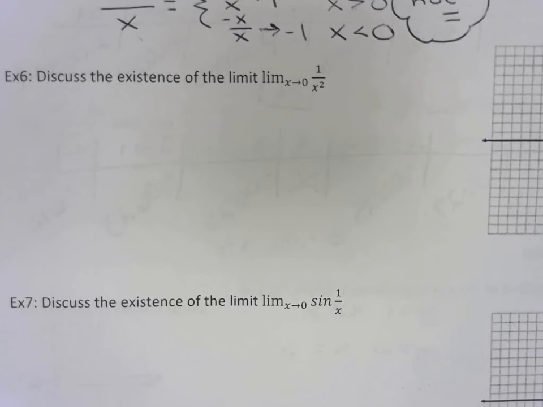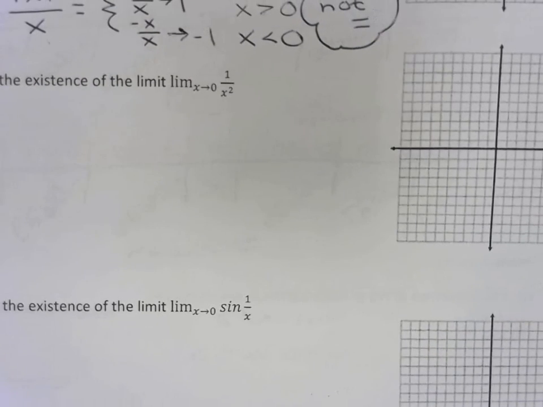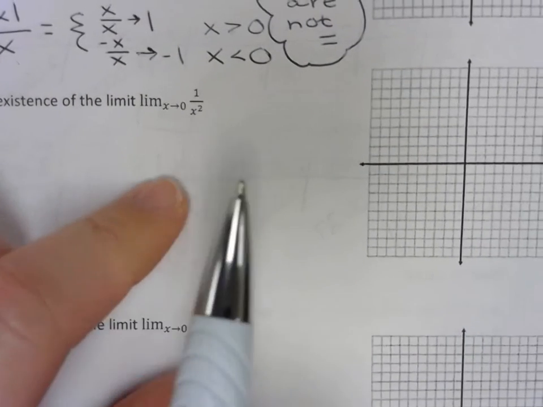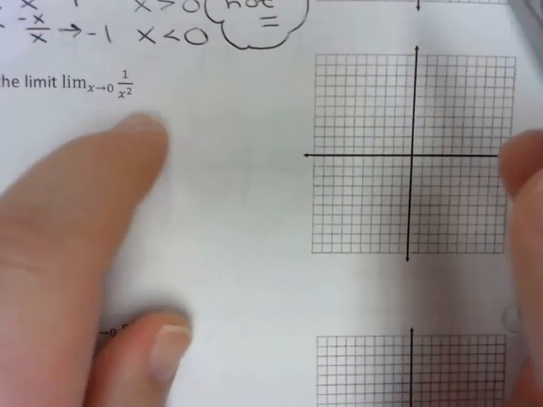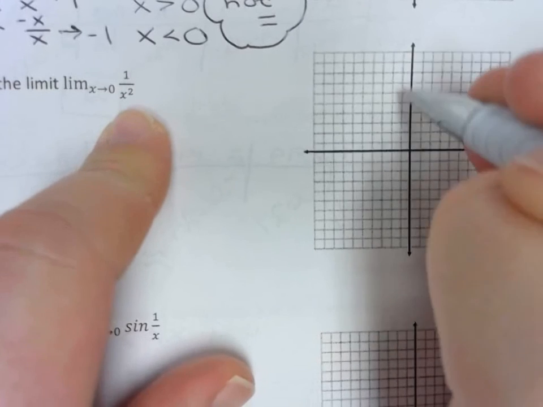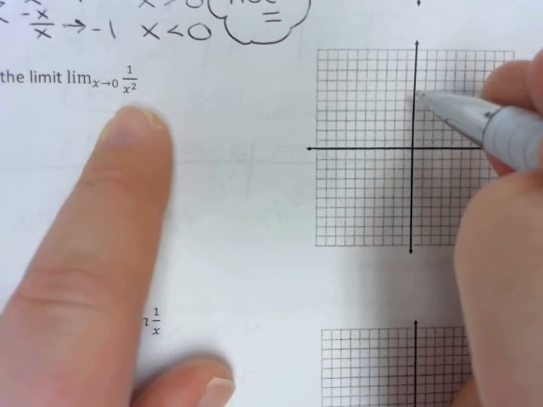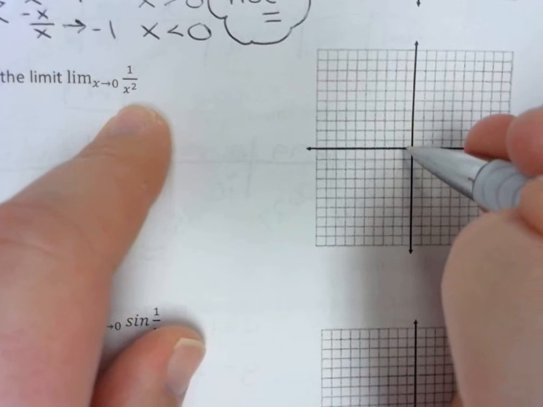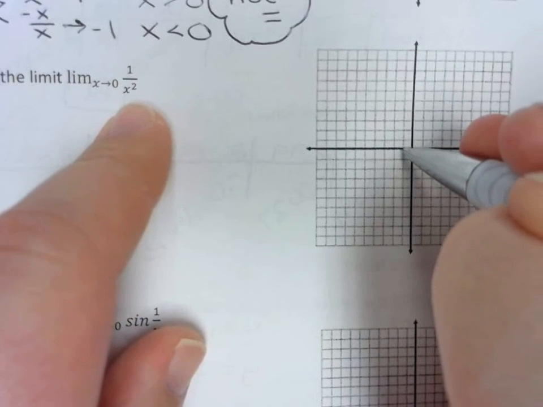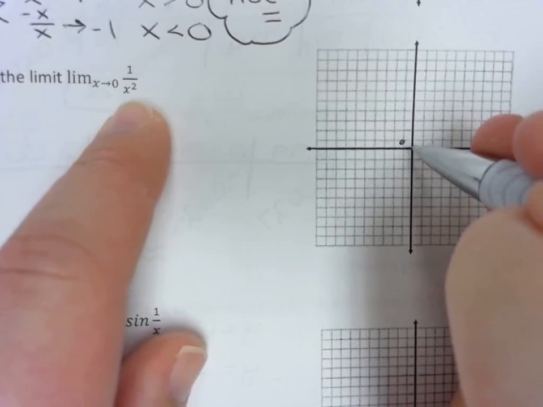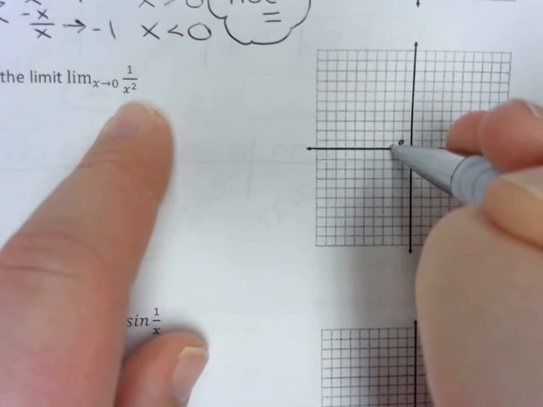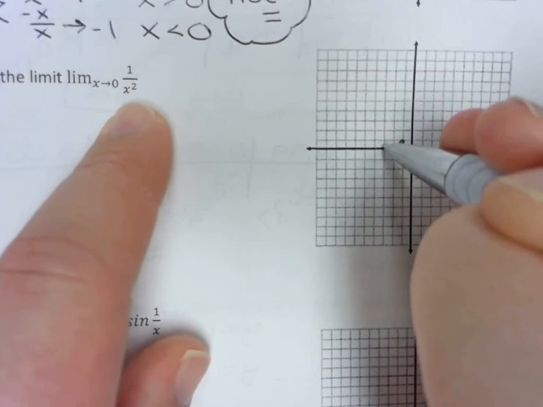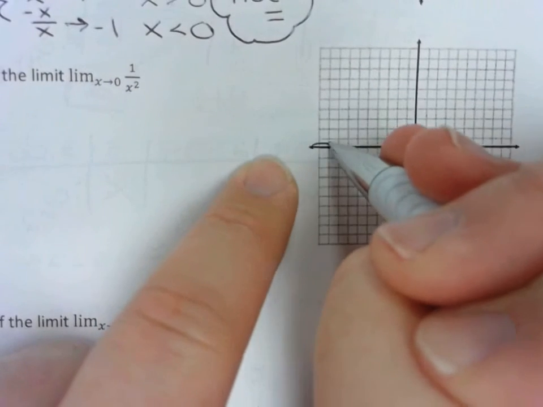Example 6. Discuss the existence of the limit as x approaches 0 of 1 over x squared. So this might not be a parent function that you're super familiar with, but you can just think about plugging in points real quick. 1 over x squared. First of all, I cannot be at 0, because if I plug in a 0, it's undefined. If I plug in a -1, it's going to give me 1 over 1, so 1. If I plug in a -2, that's going to give me a 1/4. If I plug in a -3, that's going to give me a 1/9. So you notice it's going to be approaching 0 down here.